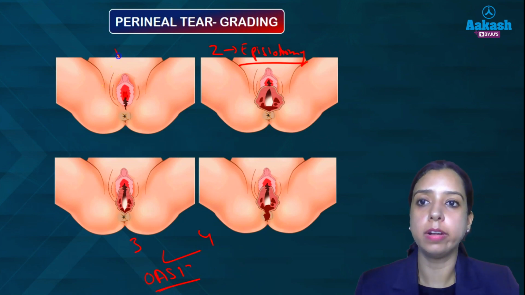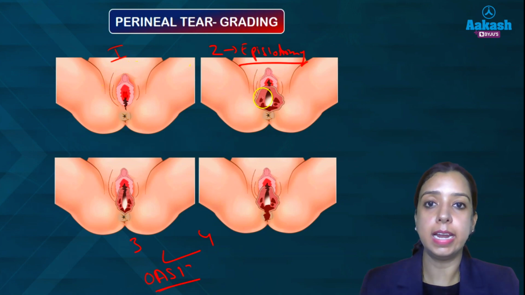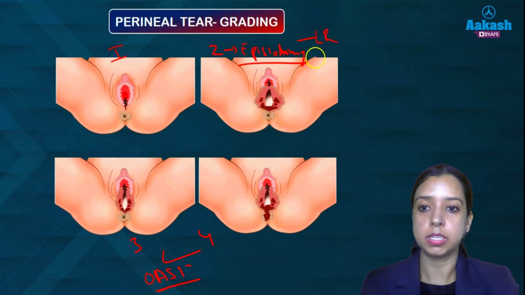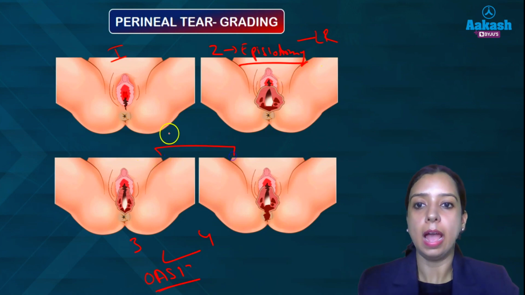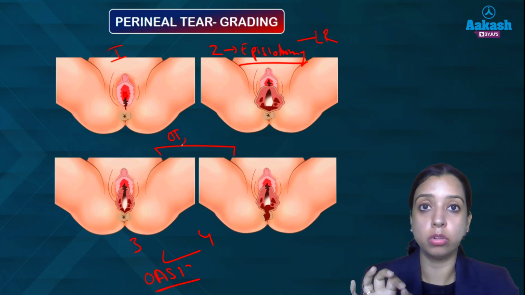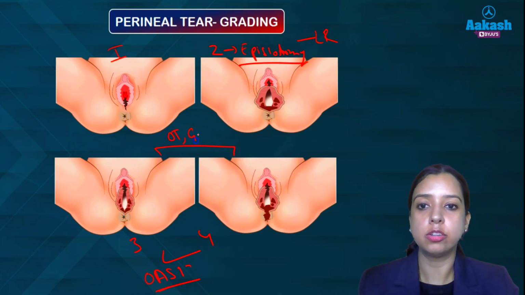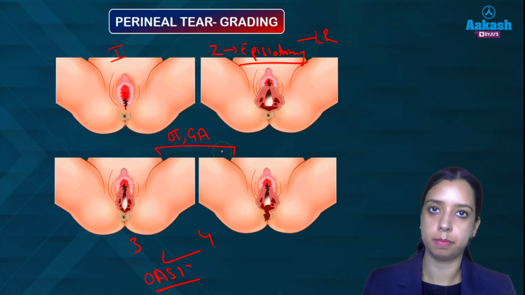Grade 1 tear you do not need to repair unless it is bleeding. Grade 2 you have to repair. You can repair it in the labor room when the patient is conscious. Okay, you do not need to sedate the patient. Grade 3 and 4 have to be repaired in the OT because of good lighting, and the patient has to be under general anesthesia, then only you can repair.